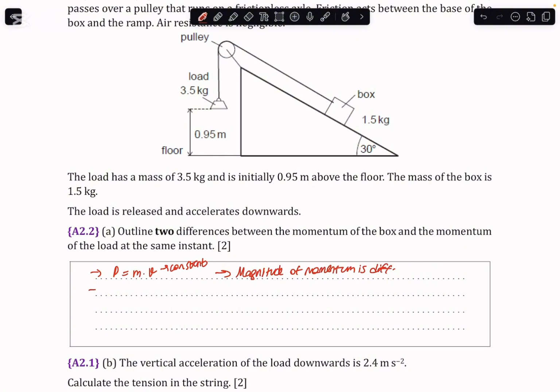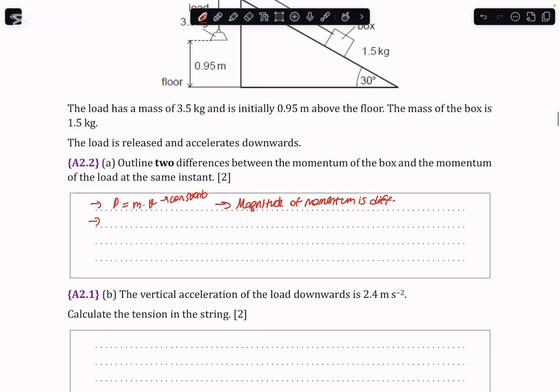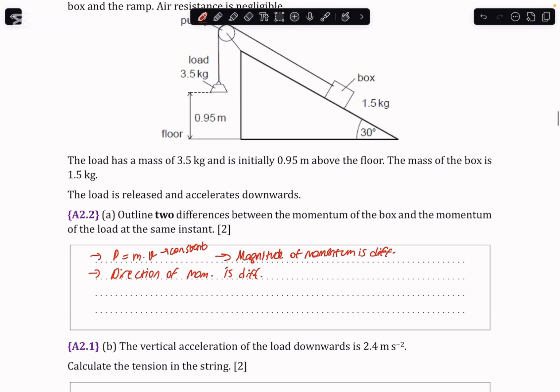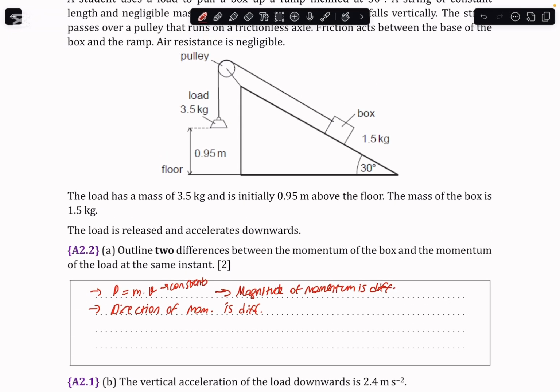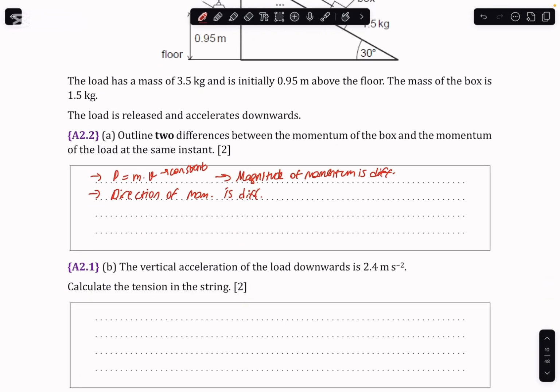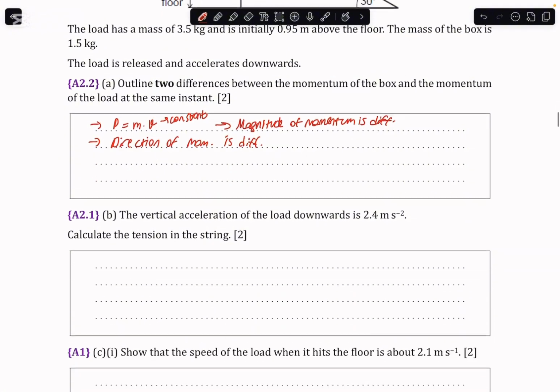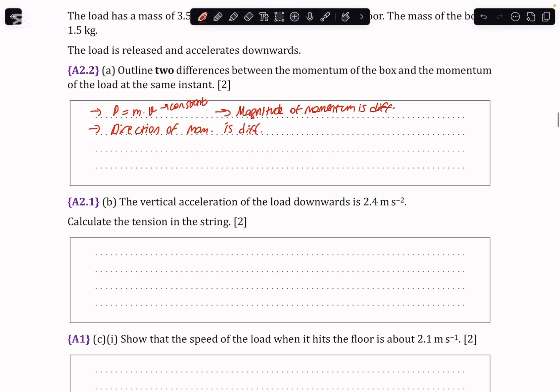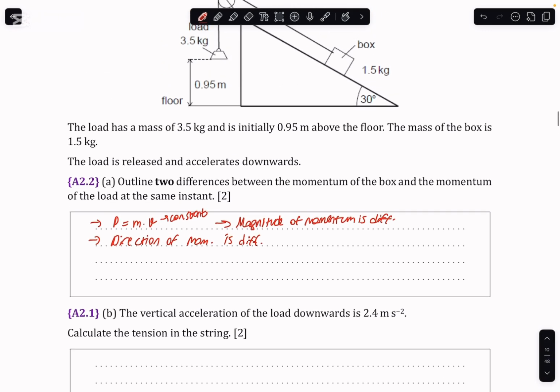The second difference is that because momentum is a vector quantity, their directions of momentum are different. So you can also say as a difference that the direction of momentum is different. I'm just writing abbreviations, don't write like this in the exam, but their momentum is different in terms of its magnitude and direction. The vertical acceleration downwards is 2.5 meters per second squared. Calculate the tension in the string.